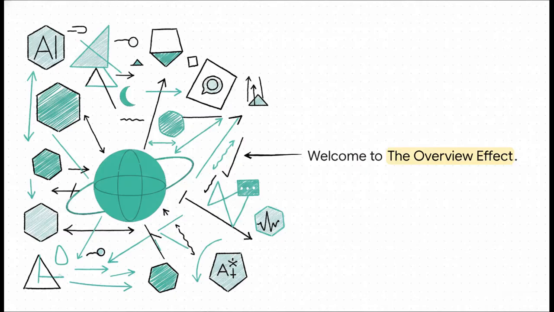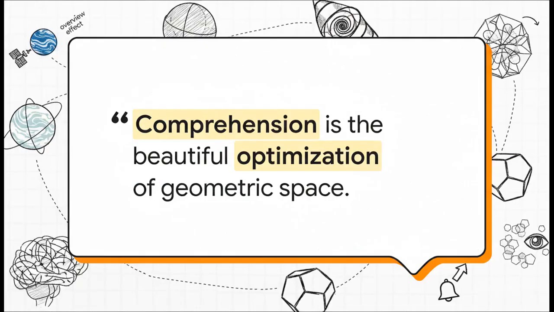So, what does this all mean? It means that grammar is not some rigid set of human rules encoded into a machine. Grammar is just the optimal geometry for transferring information. When you really look past the illusion of a machine reading a sentence, you realize that comprehension is just the beautiful optimization of geometric space.